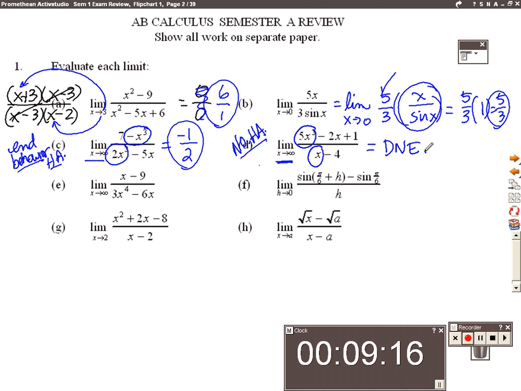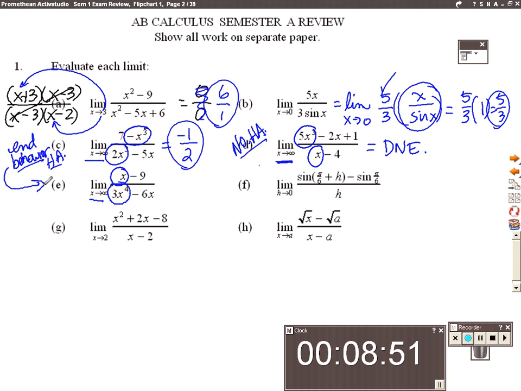Letter E, same thing. Again, we're talking about end behavior in letter E because we're approaching positive infinity. The degree in the numerator is 1. The degree in the denominator is 4. So this would be considered bottom heavy. Some people refer to it as being bottom heavy. But in other words, the degree in the denominator is greater than the degree in the numerator.